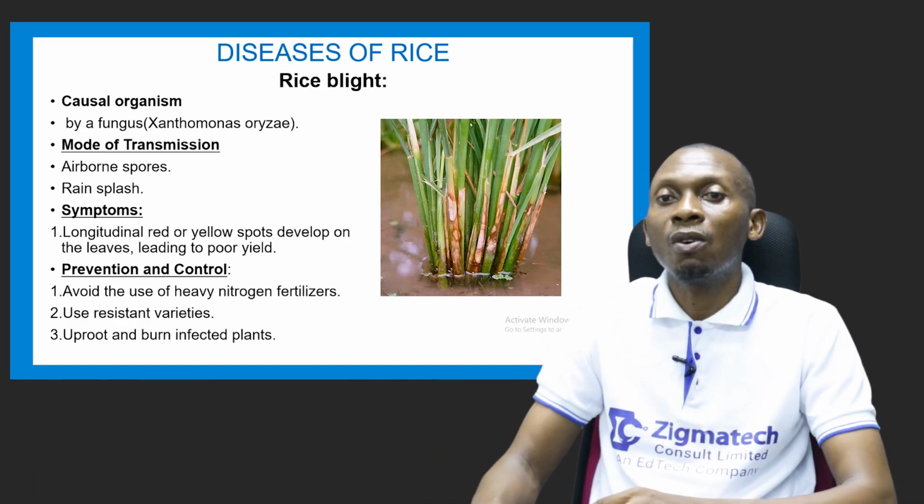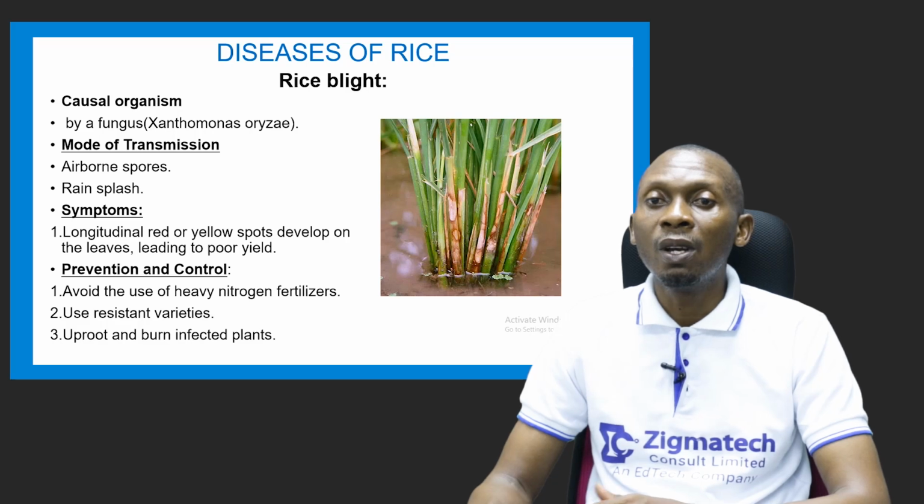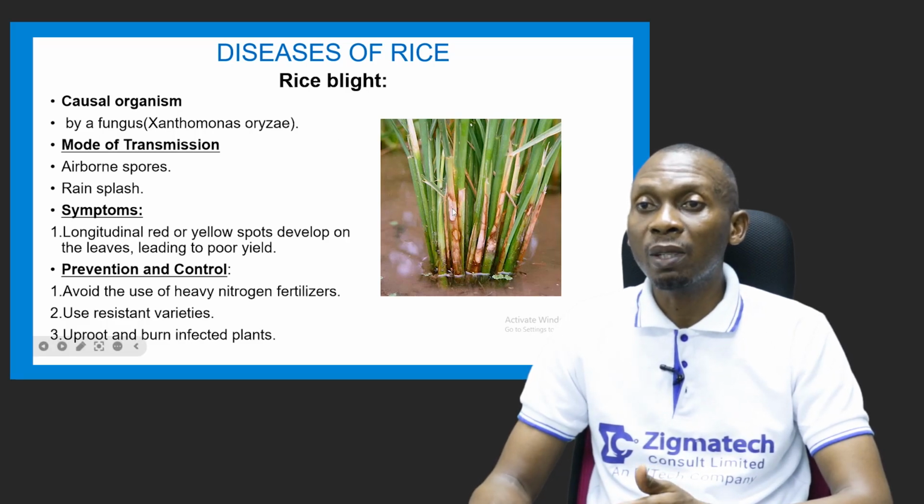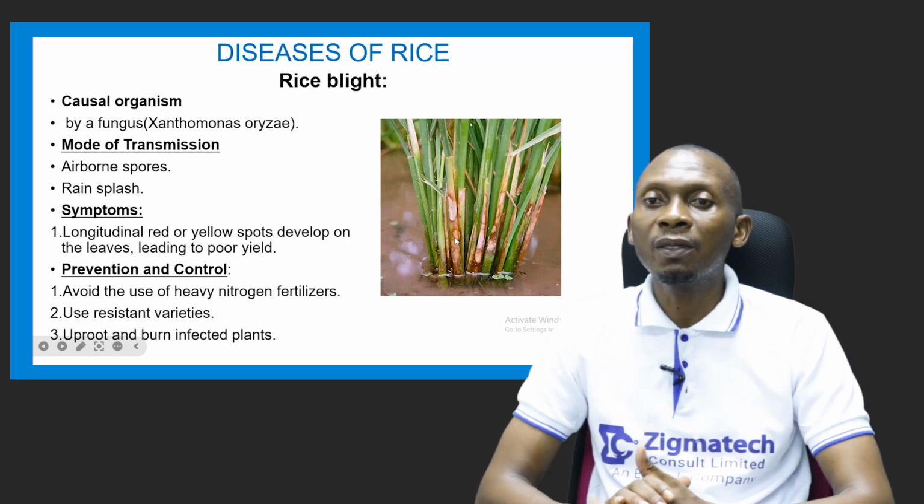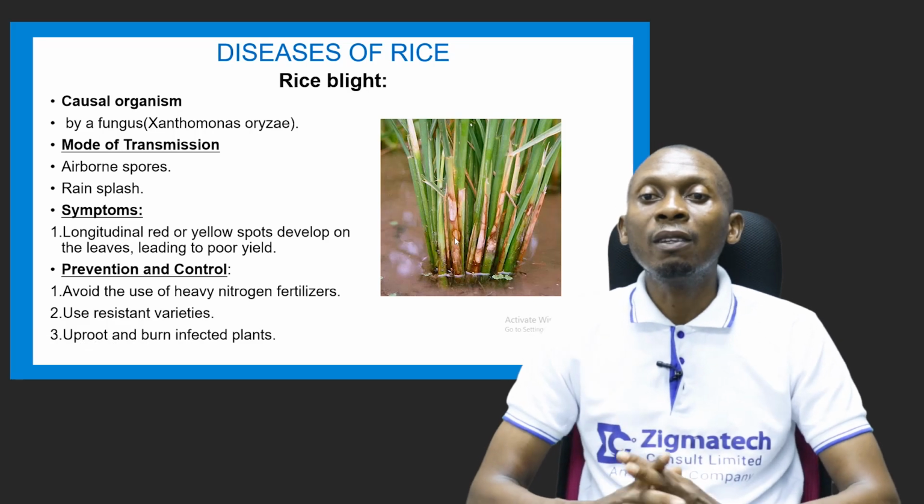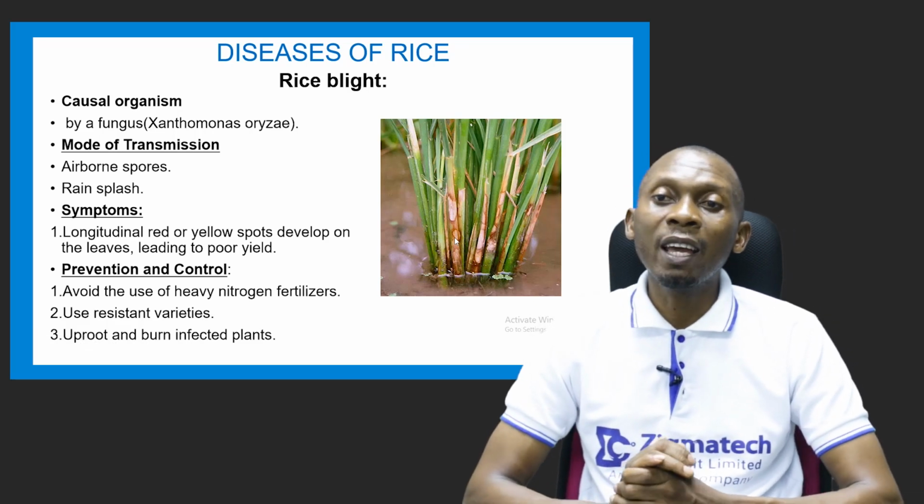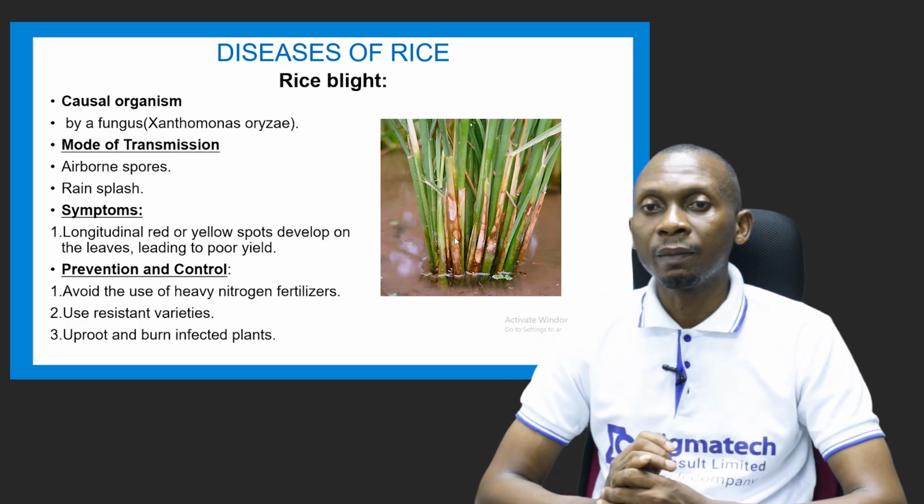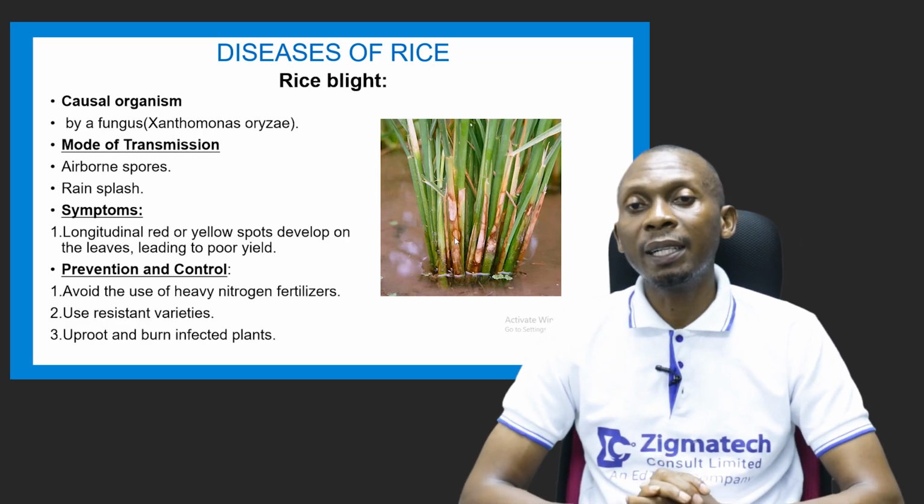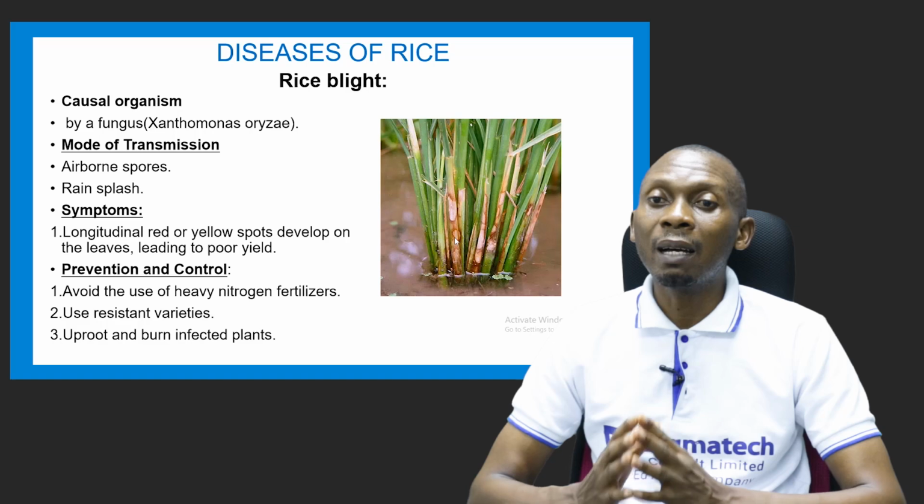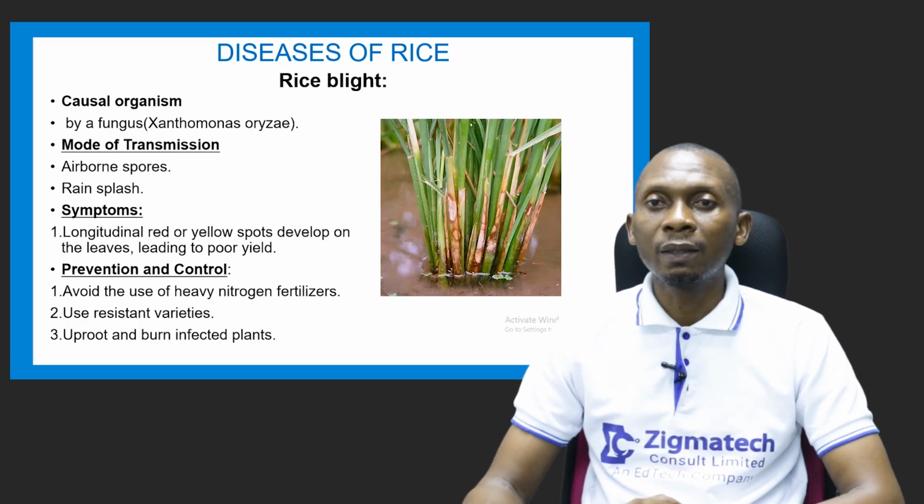And the symptoms here are longitudinal red or yellow spots seen on the leaves, which leads to poor yield. You can see the longitudinal red or yellow spots on the leaves, and it's prevented by avoiding the use of heavy nitrogen fertilizers. You should also use resistant varieties, and you can also uproot and burn infected plants.